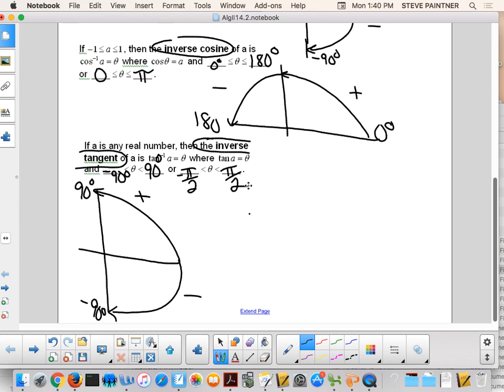I will keep talking to you about this. You will eventually get what I'm saying. The only one that's really weird to me is cosine, because cosine positives are here. Where are the negatives? Second quadrant. So this one's different than sine and inverse tangent. Okay? Inverse sine and inverse tangent are identical.